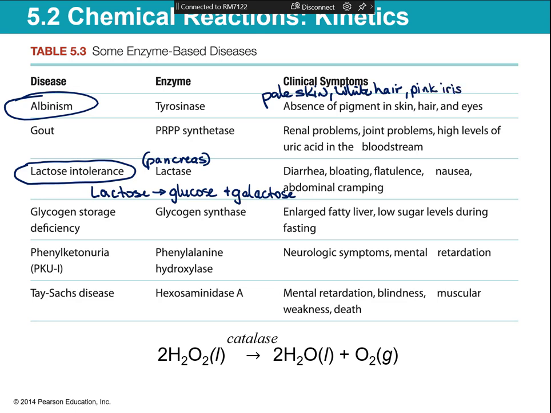So it's called the iris. Those are the colored portion of the eye. Having a pink iris makes them extremely sensitive to sunlight. So they really cannot go outside without sunglasses on because it's so bright. They don't have any kind of shading.